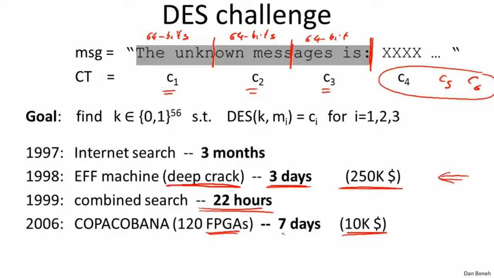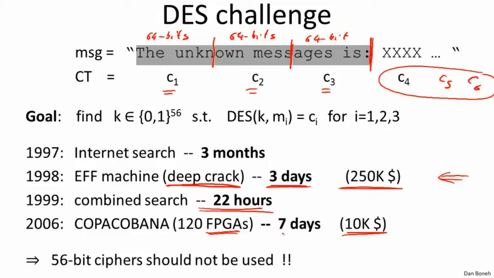So very, very cheap hardware, just off the shelf. You can break DES already very quickly. So the lesson from all this is essentially 56-bit ciphers are totally, totally dead.